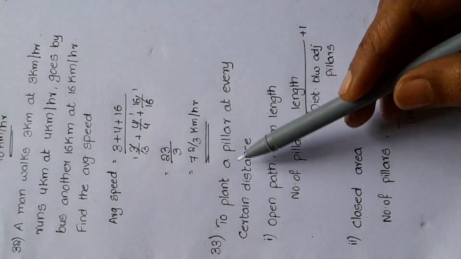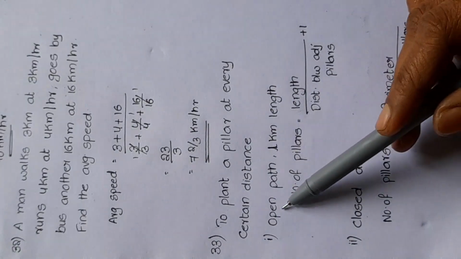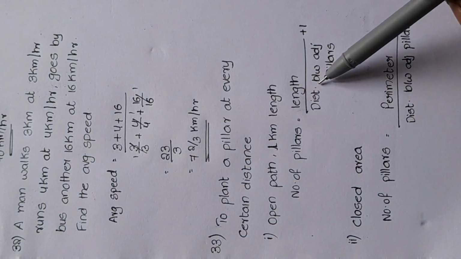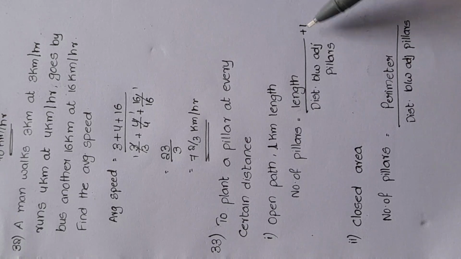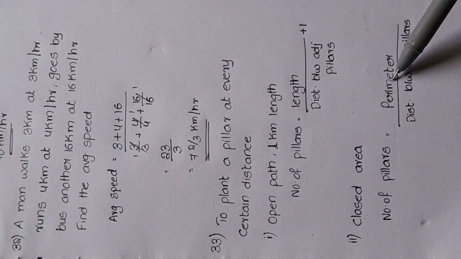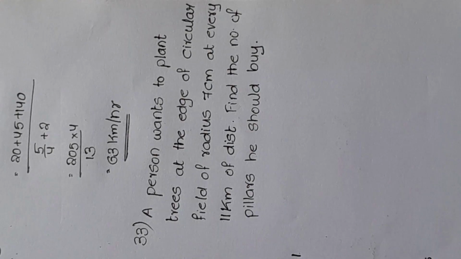Let us see a note point. To plant a pillar at every certain distance, if it is an open path, that is a road of x kilometers length, number of pillars is equal to length of the road by distance between the adjacent pillars plus 1. If it is a closed area like the circle, rectangle or a square, number of pillars is perimeter by distance between the adjacent pillars.